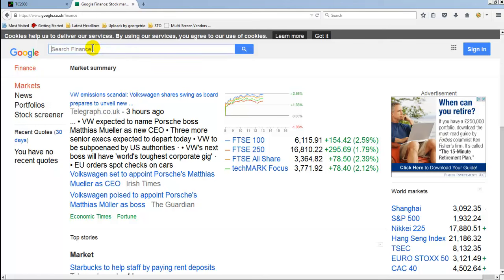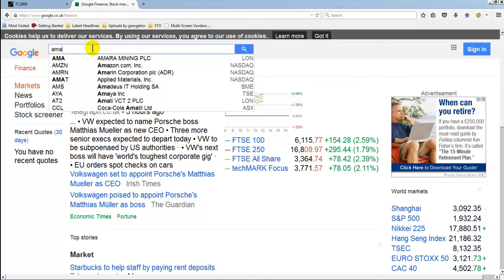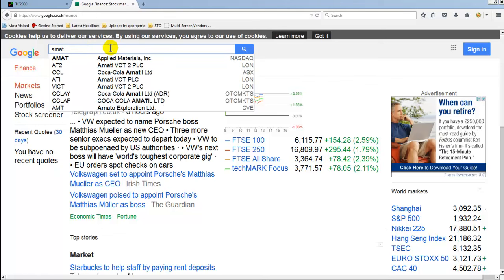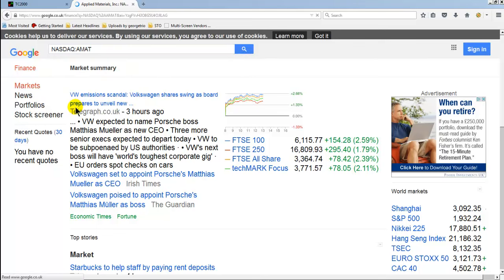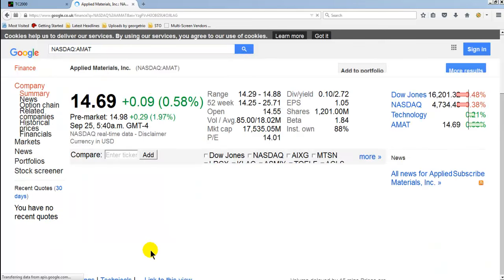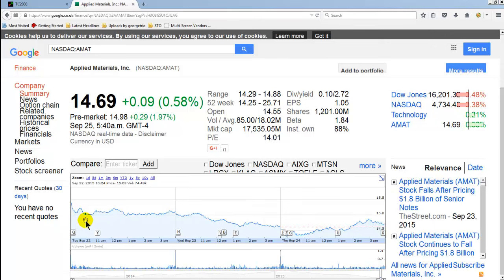So when we come to Google Finance, we put the ticker of AMAT. So you see here, Applied Materials, it's listed on the NASDAQ 100. We click on it, and we can go on and check the financials, and perform what I call a Google Finance assist test.